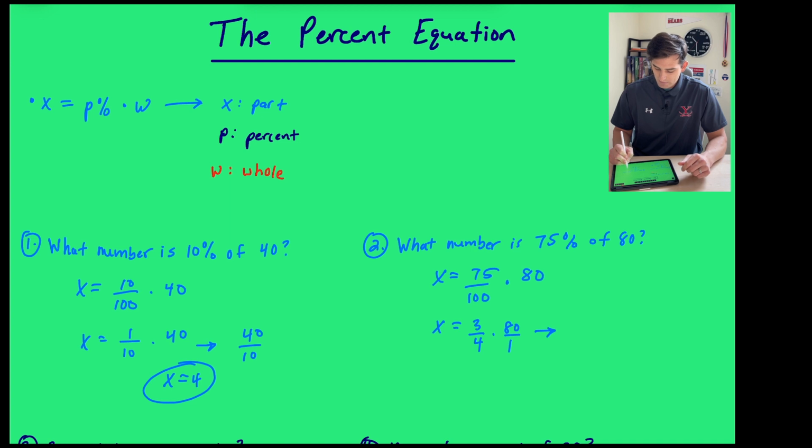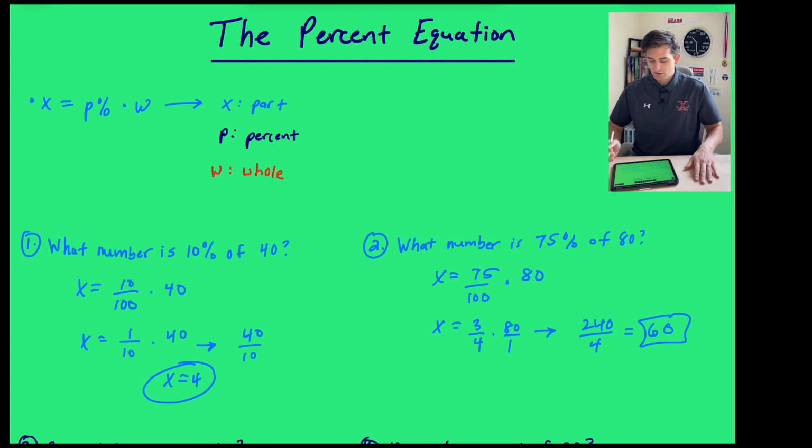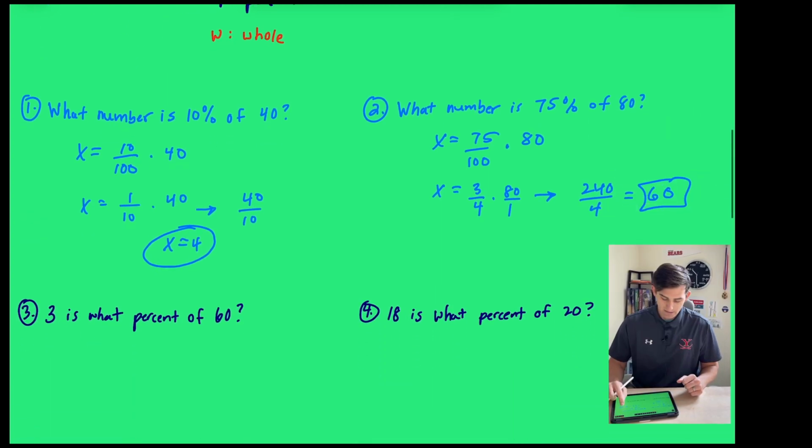So 3 times 80 would be 240, and then we're going to divide that by 4. Okay, so now 240 divided by 4, well, 24 divided by 4 would be 6, and then we can add our 0 there at the end. So 60 would be 75% of 80. Okay, so in the first 2 examples, we found part of the whole number. Now let's take a look at how we can find the percent.